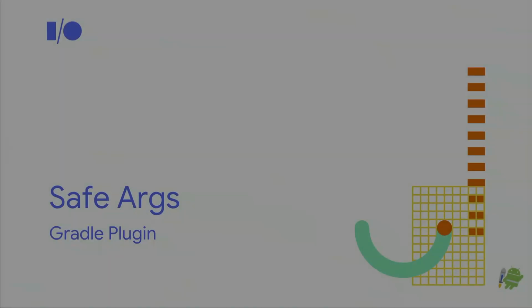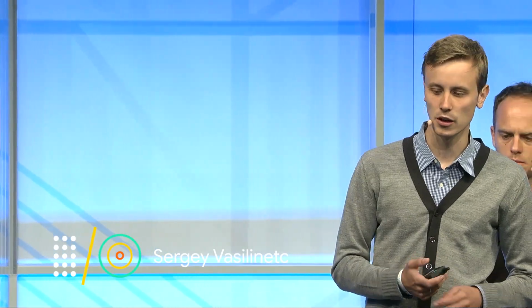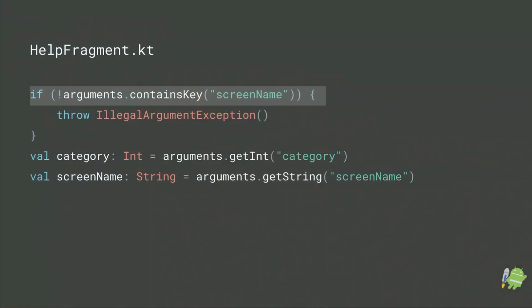Sergey's going to talk about what we did here. Yeah, we built something called the Safe Args Gradle plugin. And it will help you a little bit. But first of all, let's see what we are trying to resolve. Let's go back to our sample. Our HelpFragment, where we try to navigate, actually requires us to pass a screen name argument. And optionally, you can pass a category which has integer type.